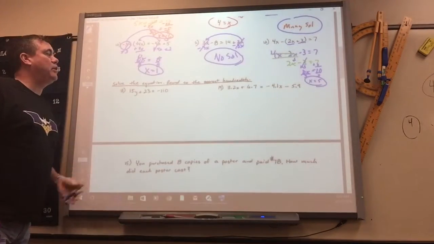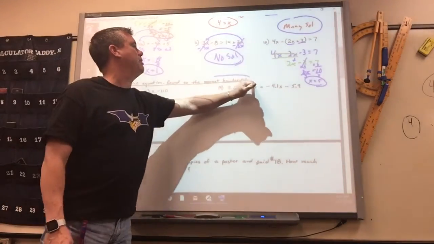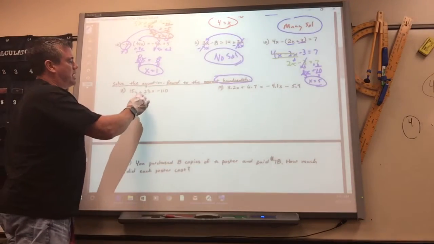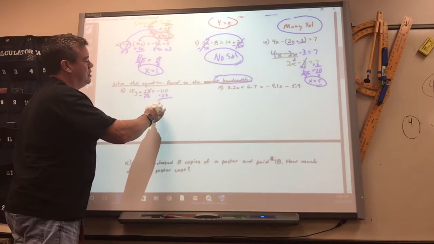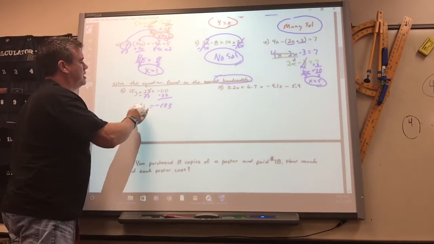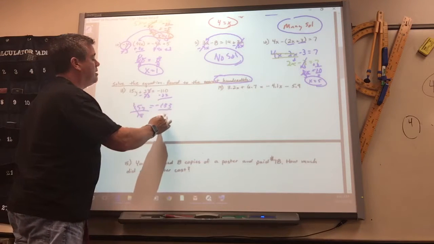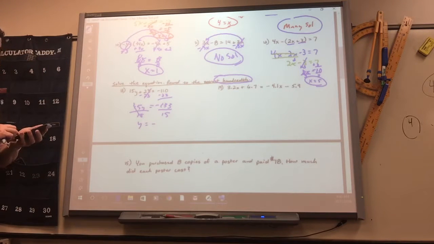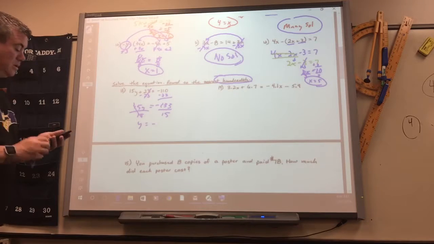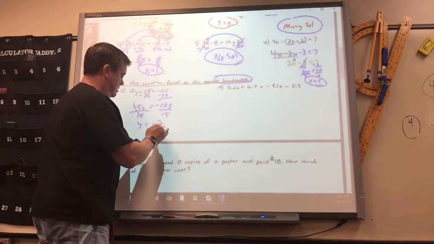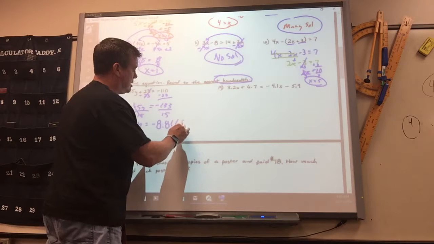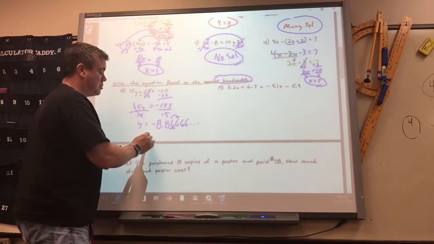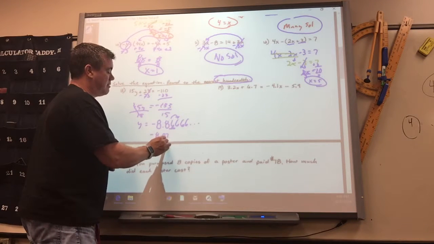All right, solving the equation, round to the nearest hundredth. Everyone remember how many decimals the hundredth is? 2. So this is just a 2-step. We got to subtract 23. You get negative 133 equals 15y. Then divide by 15, and we'll get negative 8.8666666. Oh, wait, what? The 6's keep going. So we're rounding to the nearest hundredth, so that would round up. So it'd be negative 8.87.